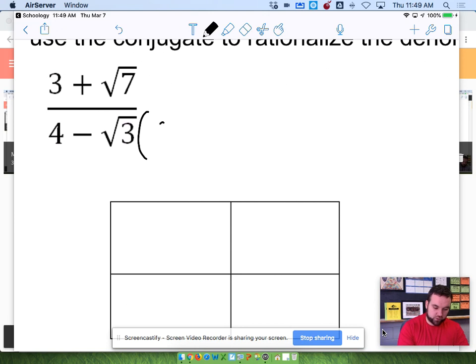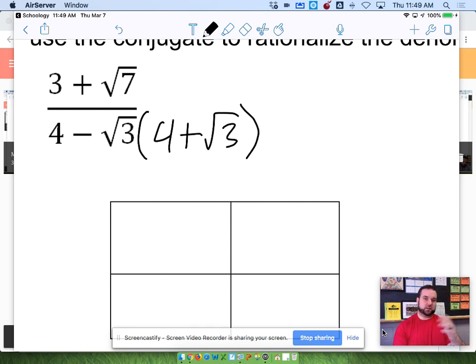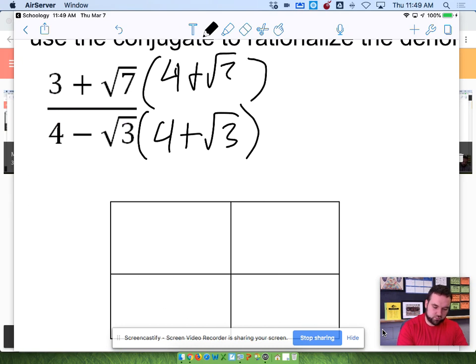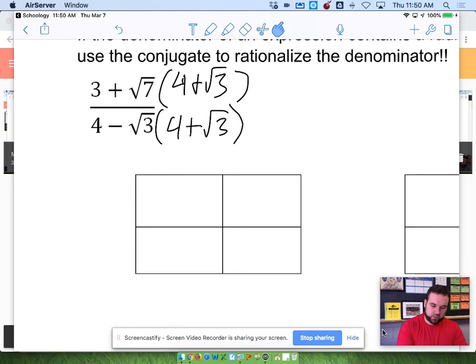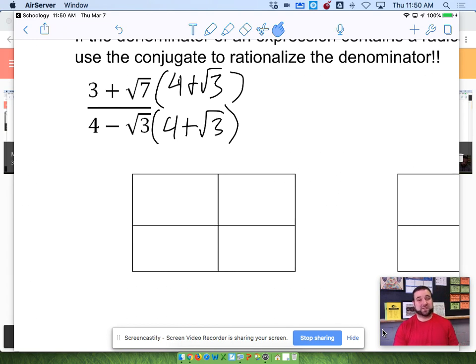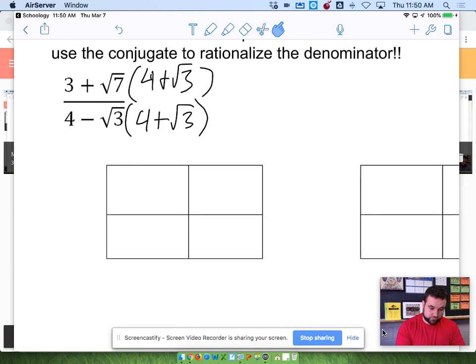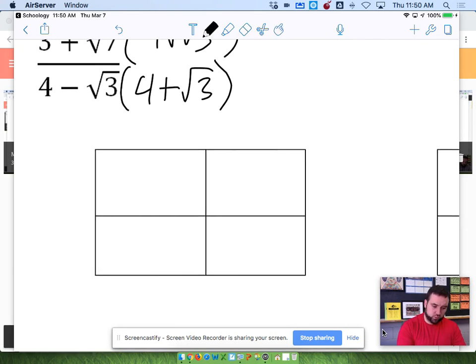So instead, we're going to use that conjugate that we just saw because of its cancellation properties. To get rid of 4 minus root 3 in the denominator, I'm going to multiply both top and bottom by 4 plus root 3. Now you just have to hammer out some distribution. I put the boxes here, so if you want to use them, you can.